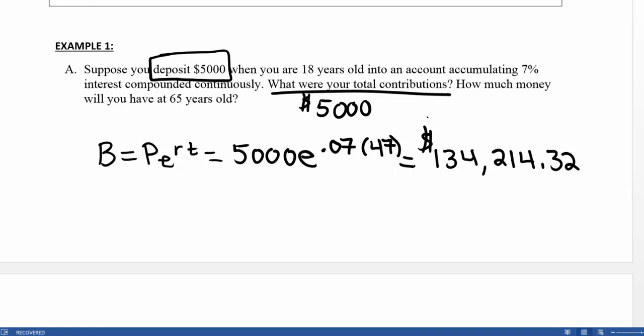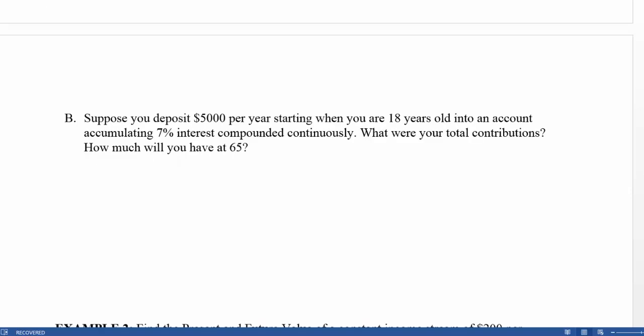Let's look at Part B. Part B. Suppose you deposit $5,000 per year starting when you are 18 years old into an account accumulating 7% interest compounding continuously. What were your total contributions and how much will you have at 65?